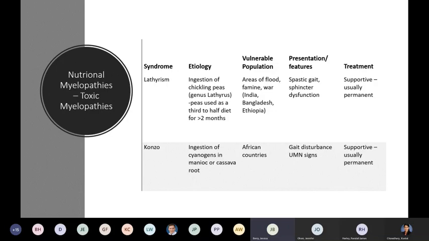Konzo is a similar process. This is associated with cyanogen ingestion related to manioc or cassava root. This occurs most commonly in African countries where those things may be used as a food source. Again, usually gait disturbance and upper motor neuron signs, and again, really not any reversible treatment.